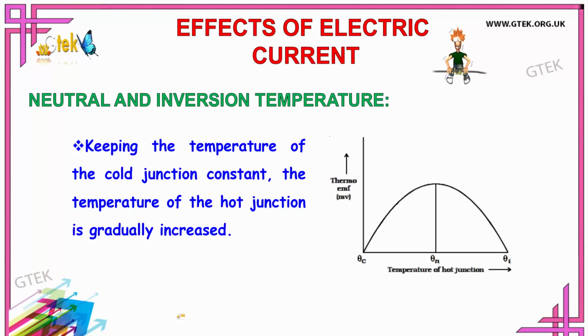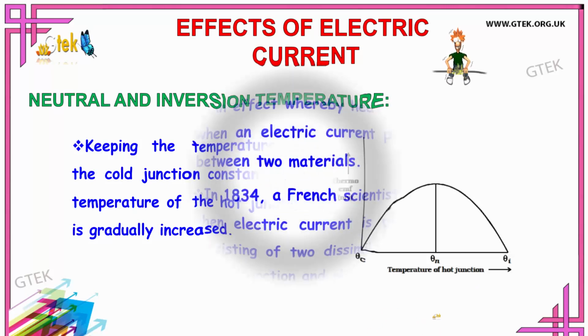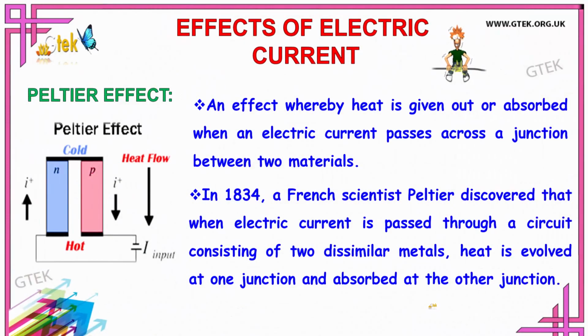Keeping the temperature of the cold junction constant, the temperature of the hot junction is gradually increased. So you can see in the picture on the right side, where thermo EMF is taken on the y-axis and the temperature of the hot junction is taken on the x-axis. Here, when the temperature of the cold junction is kept constant, the temperature of the hot junction gradually increases.